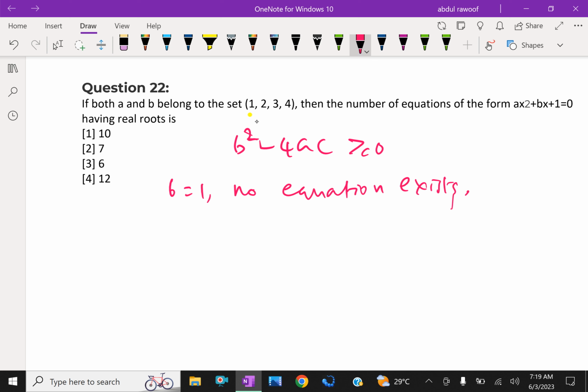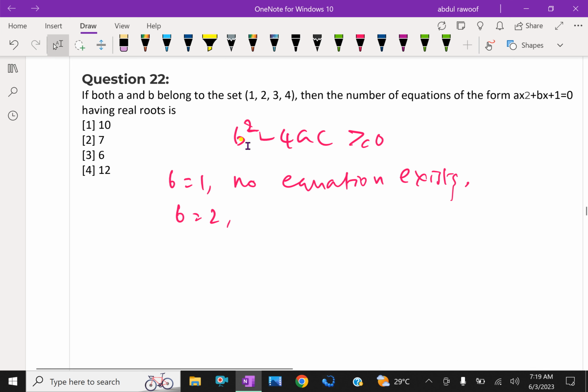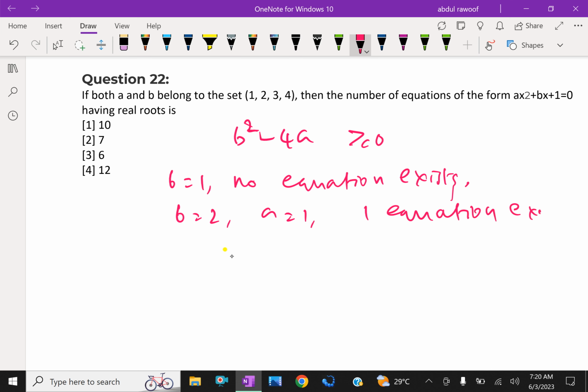Then b equal to 2. Here c is 1, because ax squared plus bx plus c, c equal to 1. So b equal to 1 means no equation forms. B equal to 2 means 2 squared is 4, minus 4a equal to 0, then a equal to 1. One equation exists.